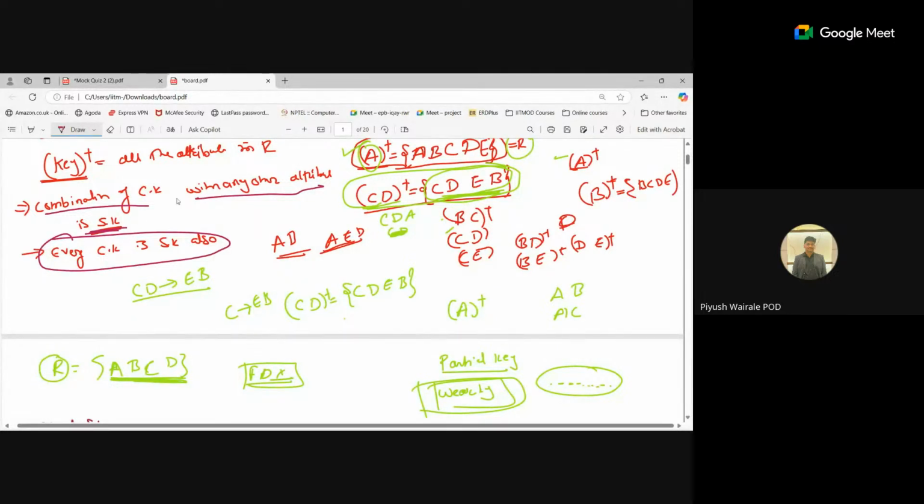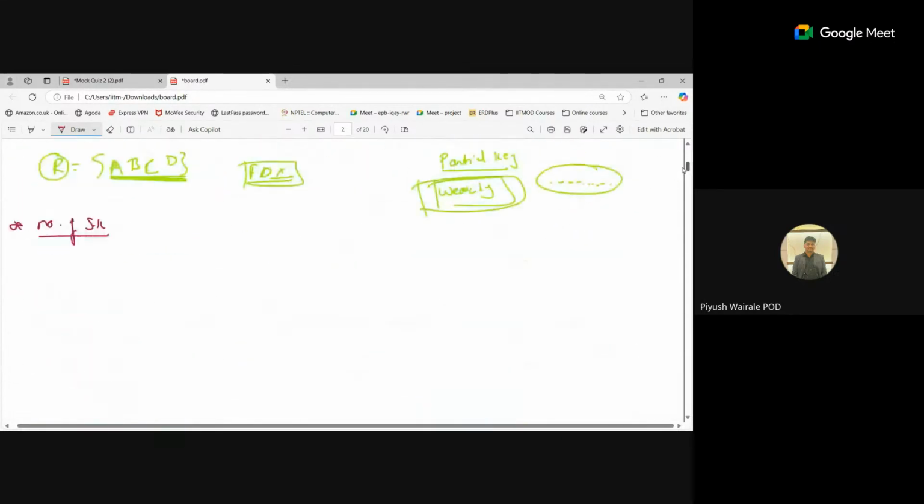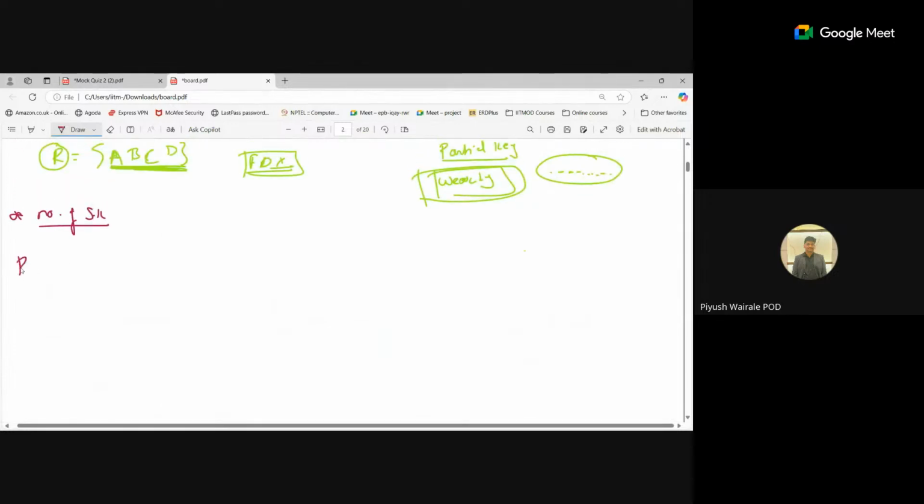Combination of a candidate key with any other attribute will be a super key. So let's take this example of A, B, C, D, E. I have a relation R(A, B, C, D, E), and our candidate key is A. We already found it out, right? Now we know the candidate key. Now I want to find out the number of super keys.